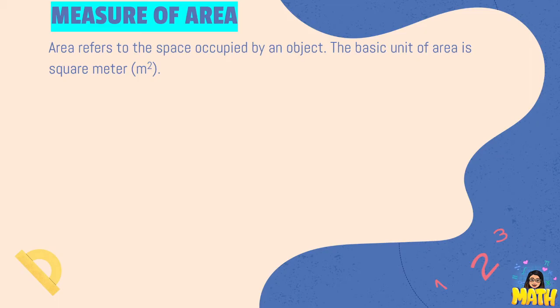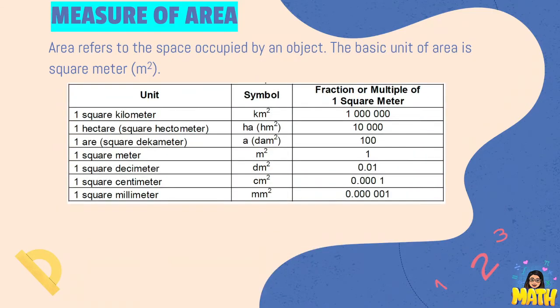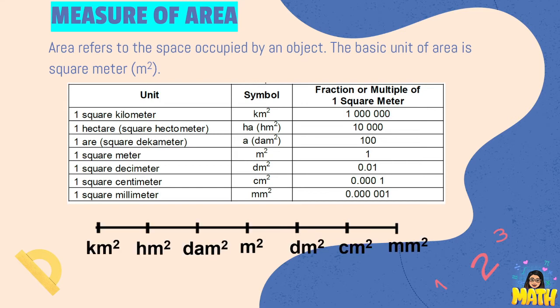Area refers to the space occupied by an object, and the basic unit of area is the square meter. So, alam natin na kapag area, this is the product of base and height, side and side, length times width. Kaya naman, we have a square or exponent of 2 in our unit of measurement. And then this table shows some equivalent measures of area.